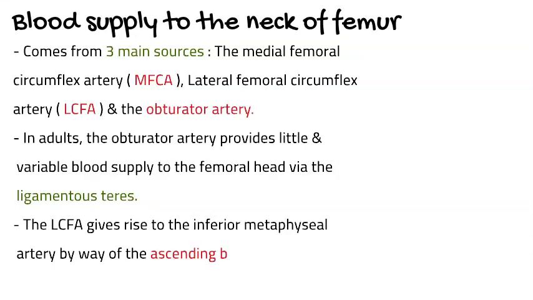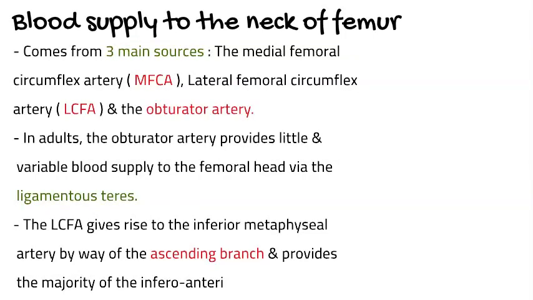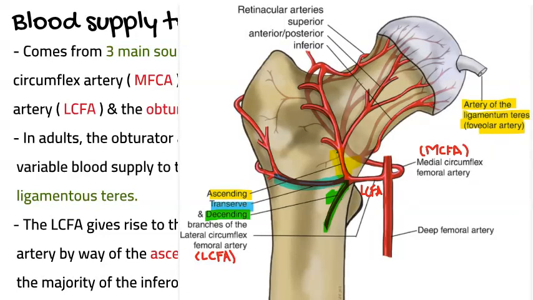The lateral circumflex femoral artery gives rise to the inferior metaphyseal artery by way of the ascending branch and provides the majority of the inferior anterior femoral head. This figure illustrates the blood supply to the neck of femur. You can see the main branches are the medial circumflex femoral artery and lateral circumflex femoral artery. Another one is the artery of the ligamentum teres, or we call it a foveal artery.